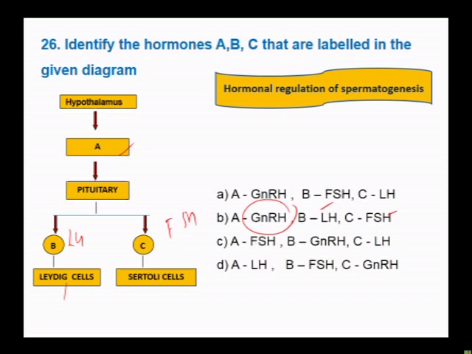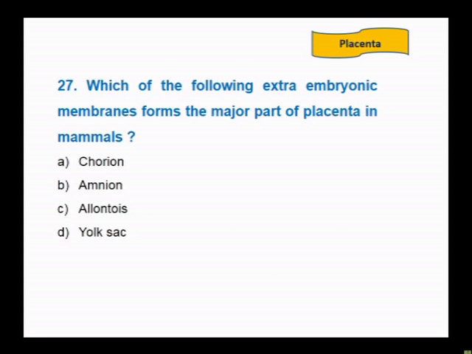So therefore the right option is B. Which of the following extraembryonic membranes forms the major part of the placenta in mammals?